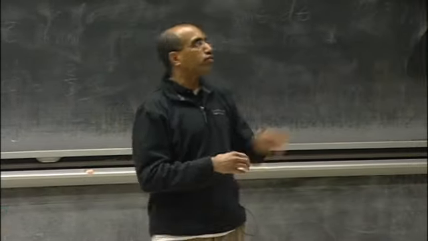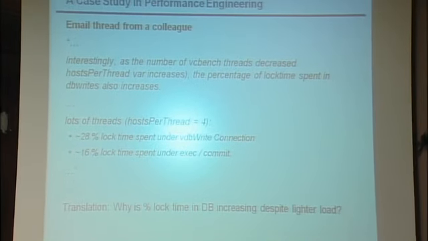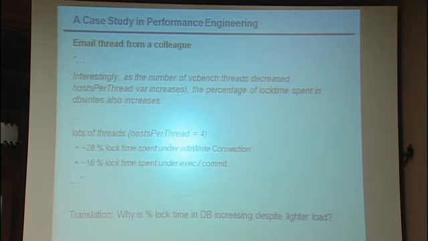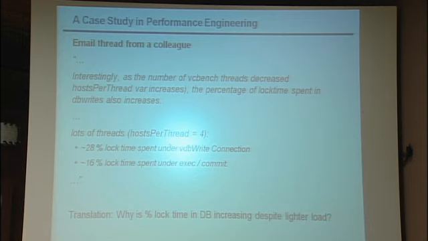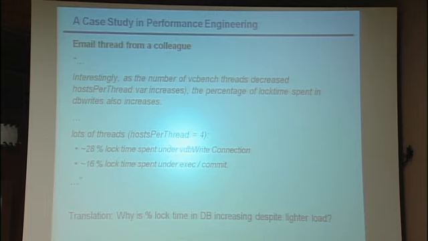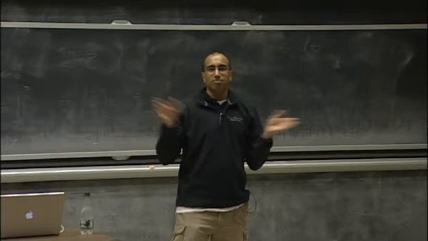So for dramatic effect, everybody read through this slide. It's basically an email thread from one of my colleagues. Raise your hand when you're done, so I'll know when you're done. Okay, anyway, the point of this is that his question ended up being, why is the percent lock time in the database increasing despite a lighter load for the thing that uses that database? Now, if you're like me, you read this email, and your first question is, what the hell is he talking about? So that's why I titled this slide like that.